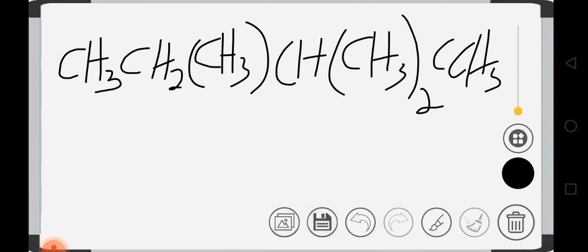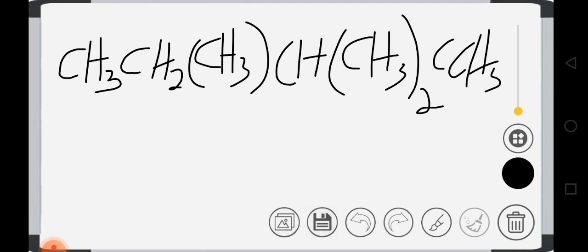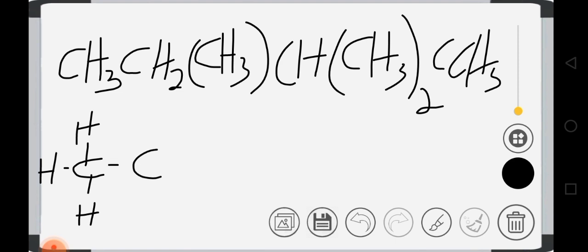So before you even start naming, first of all, open the bracket. And how do you open the bracket? This first CH3, you write it as CH3. Let me open it very well so that you see it. The first one I did just the same way. We have C, H, H, H. I have the second C, H, H.